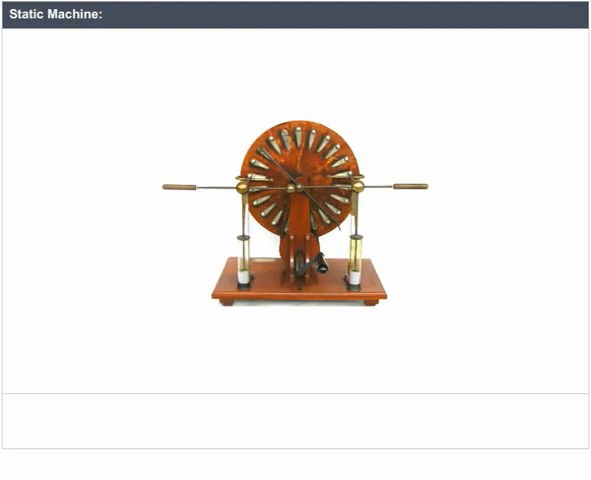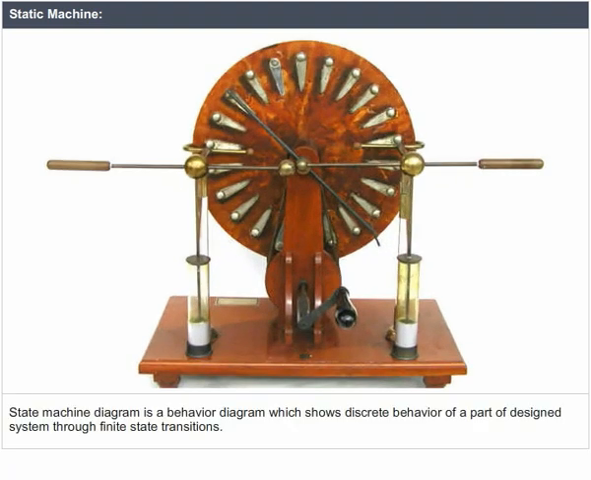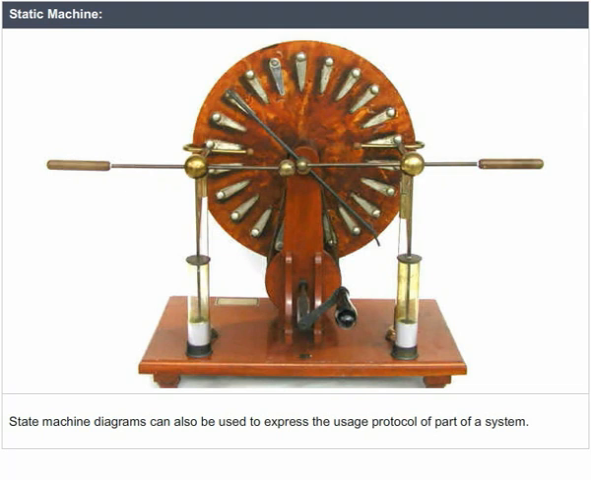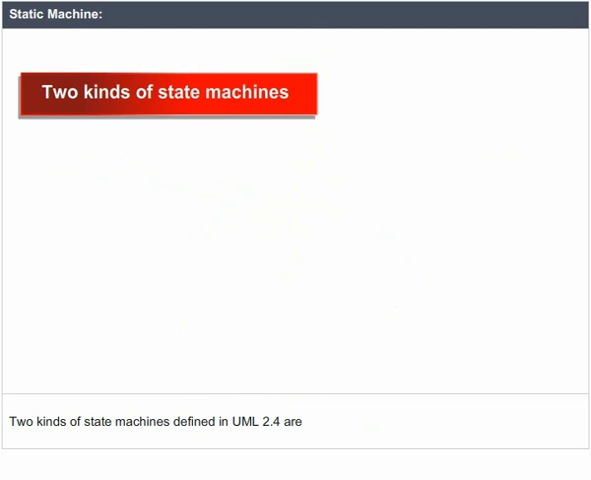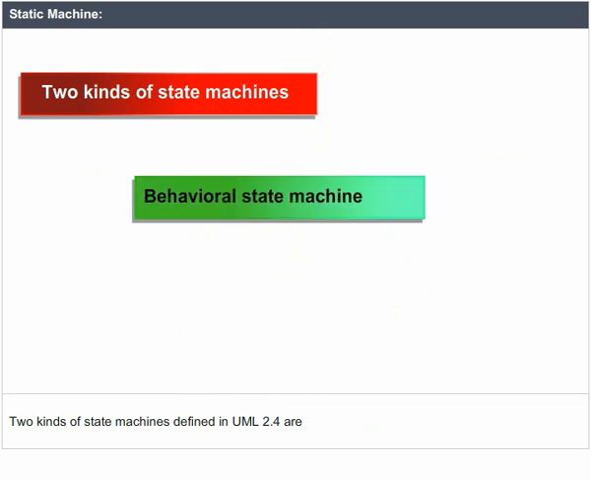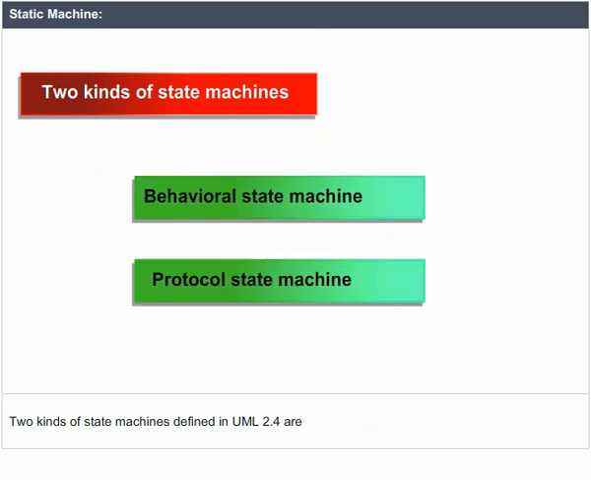State machine. State machine diagram is a behavior diagram which shows discrete behavior of a part of a designed system through finite state transitions. State machine diagrams can also be used to express the usage protocol of part of a system. Two kinds of state machines defined in UML 2.4 are behavioral state machine and protocol state machine.